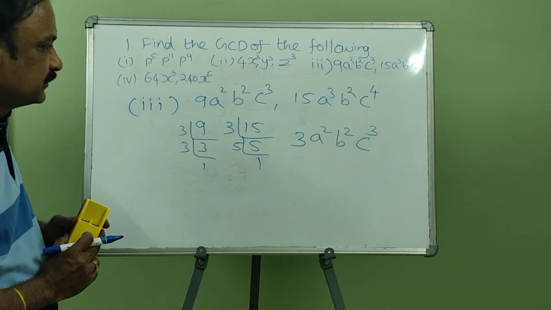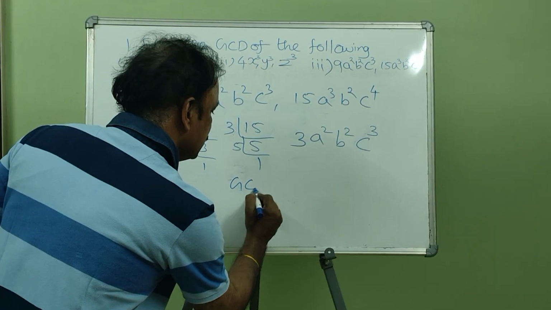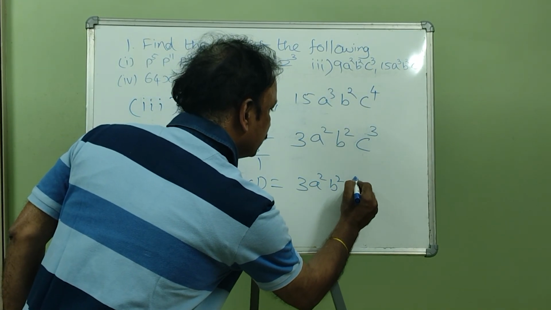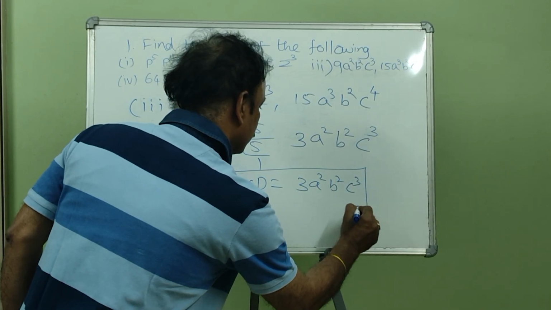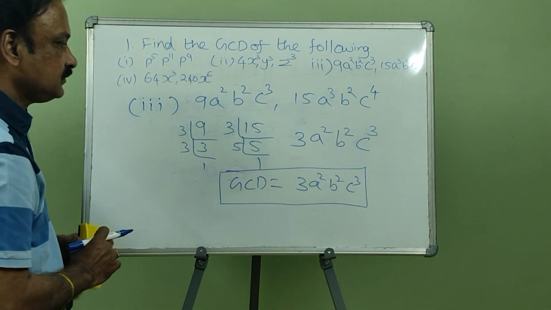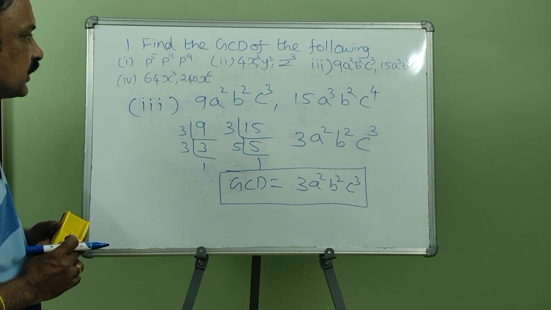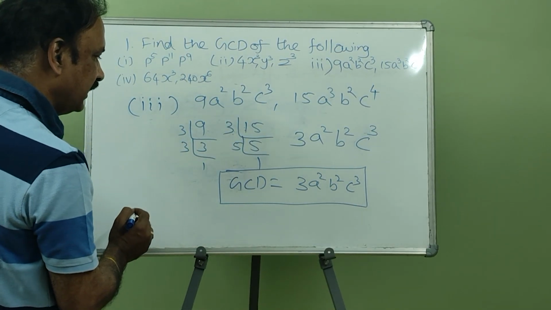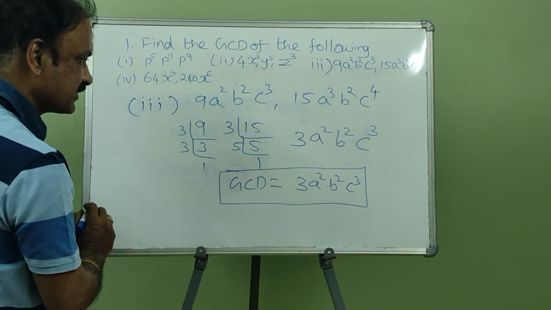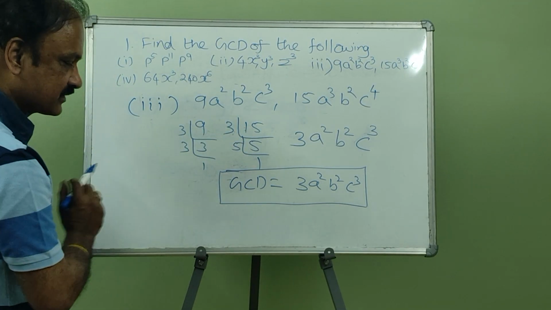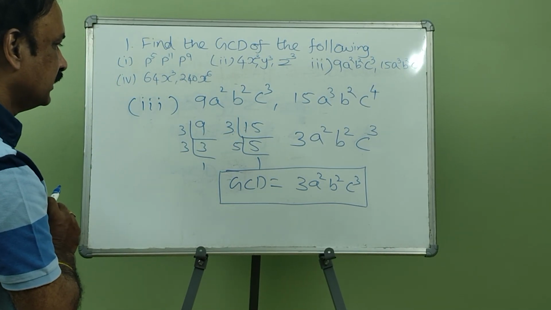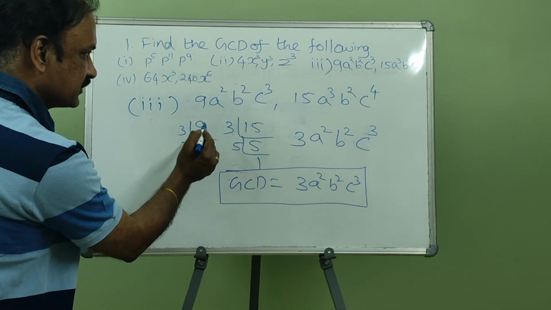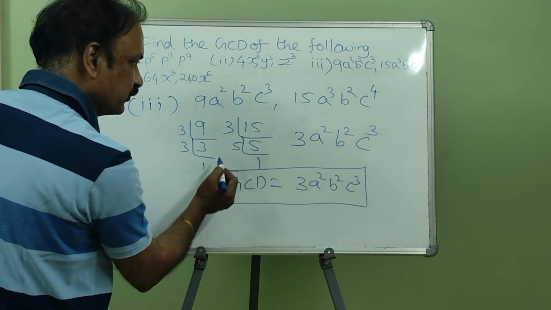I hope this is clear. So the GCD will be 3a square b square c cube. So you can make a note of this. The idea is, first take the constant and divide it by its factors and find the common factors. And the greatest common factor is 3. That's the common factor between 9 and 15.